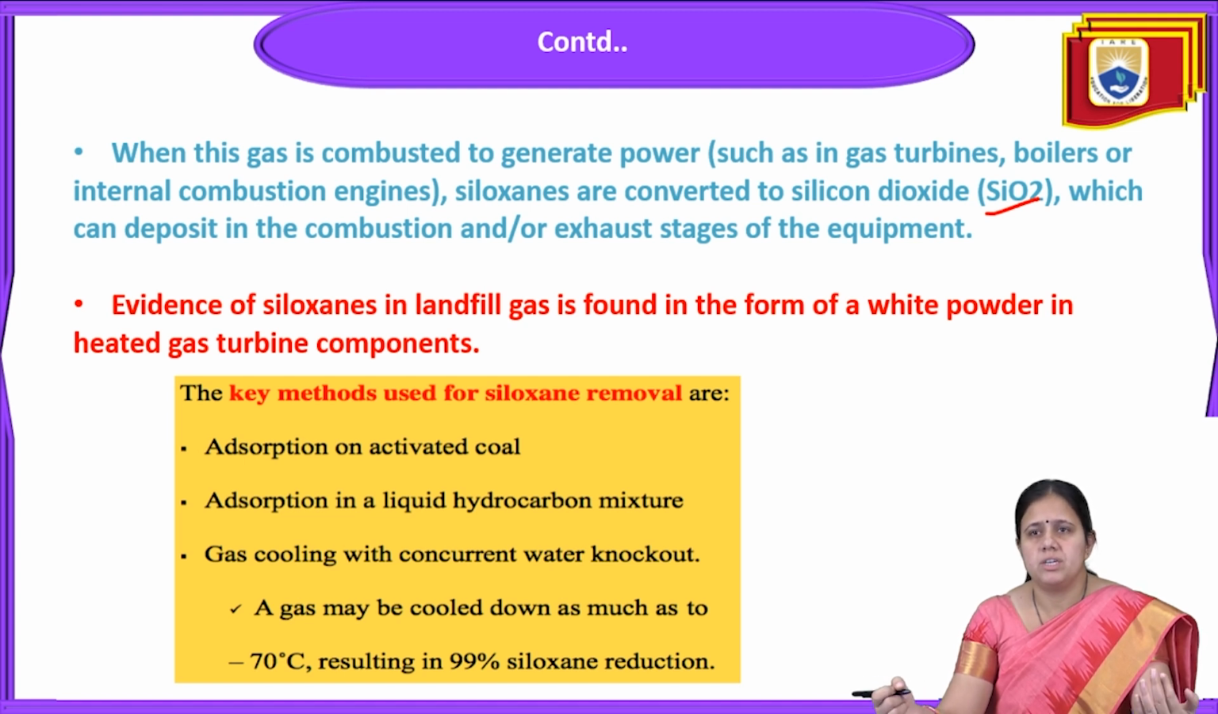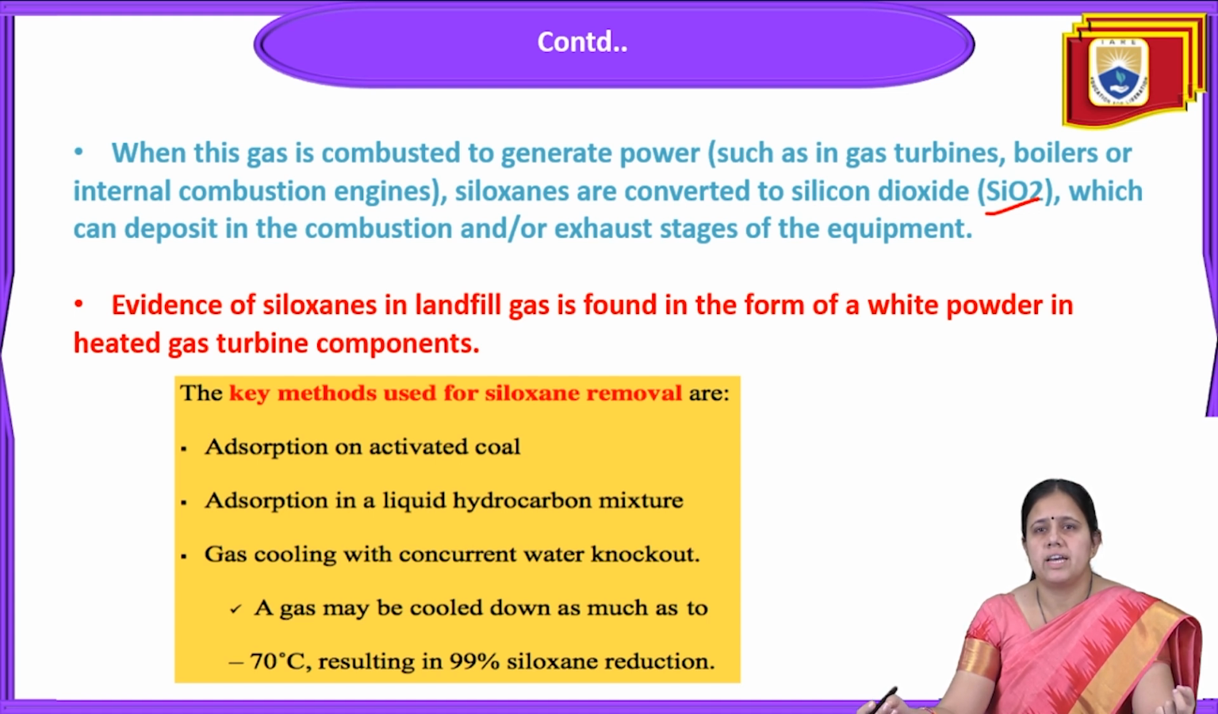So when this gas is combusted to generate power in a gas turbine, boiler, or internal combustion engine, the siloxanes are converted to silicon dioxide, and this can be deposited in the combustion and sometimes the exhaust stage of the equipment.